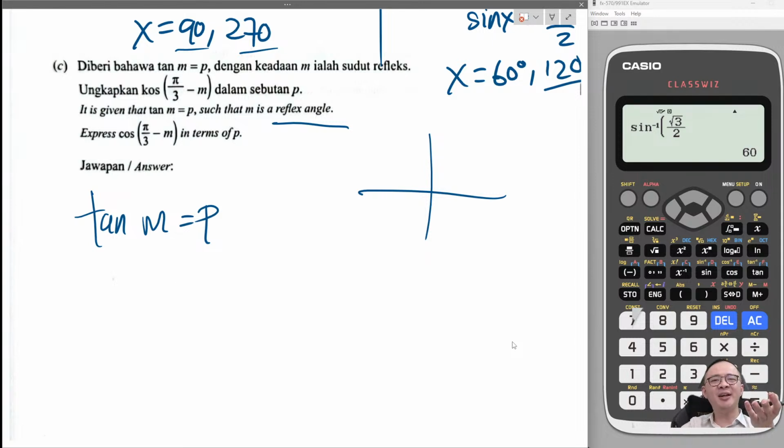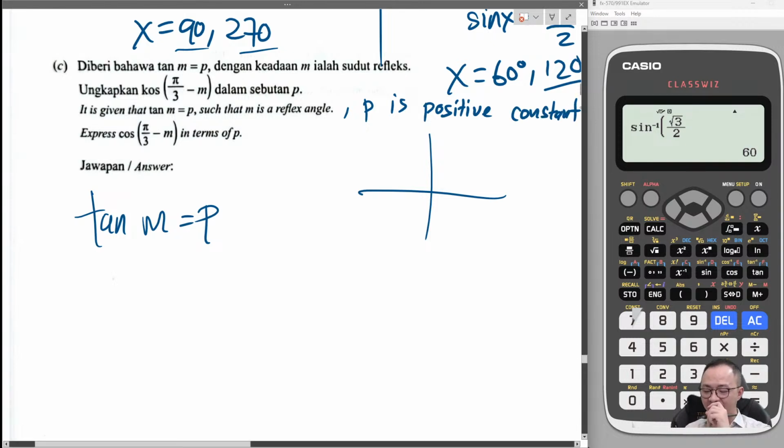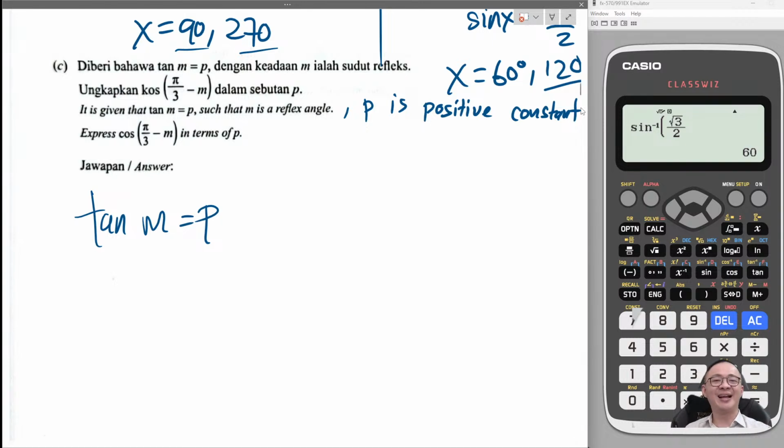But can P be negative value? We do not know, because the question doesn't say anything. Yeah, they love to use all the terms until crazy already. Please mention, whoever designed this question: P is positive constant. Just write one more sentence, then everything makes sense. Because without this sentence, it doesn't make sense to straight away put it in the third quadrant. Okay? So, yeah, let's continue to do that.